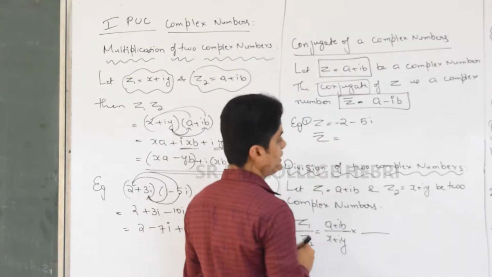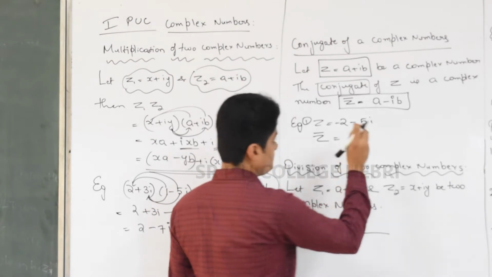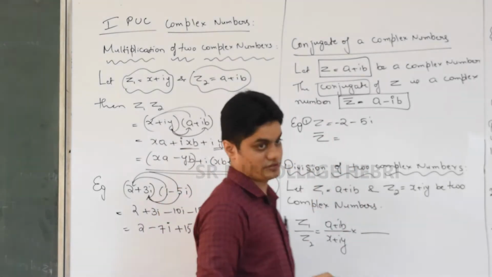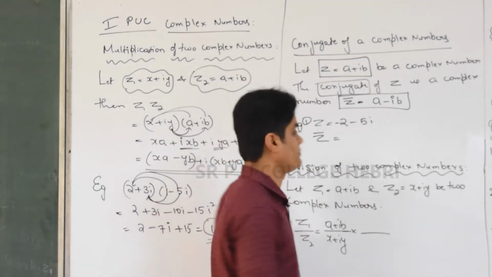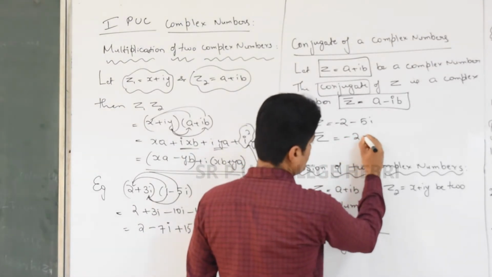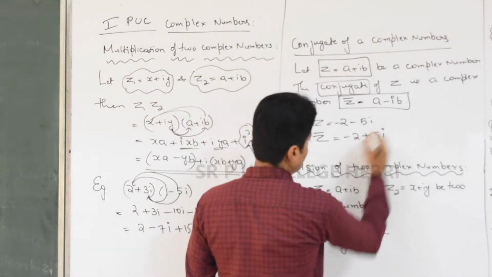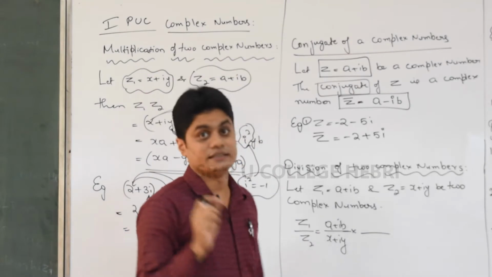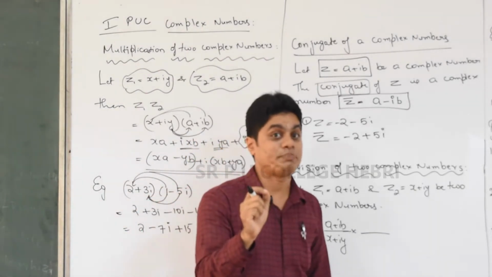According to the definition, the sign of the imaginary part changes. Only the sign of the imaginary part changes. That is, minus 2 plus 5i. Remember, only the sign of the imaginary part changes.